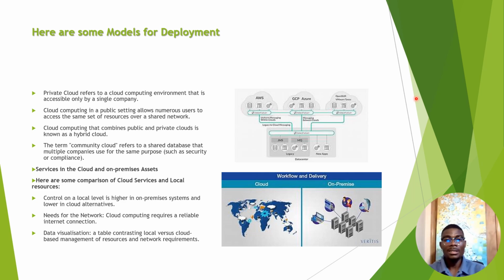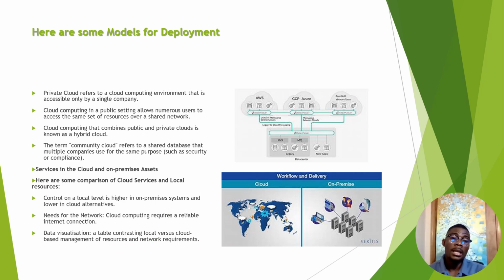Let us look at the needs. Network: in the cloud environment, you need strong internet availability. You cannot run a cloud environment without strong internet. So internet is one of the key components that we have to take note of when we talk about cloud. Data visualization is important. We want to know how our data is being stored. We are comparing on-prem and how our data is managed within a cloud environment.